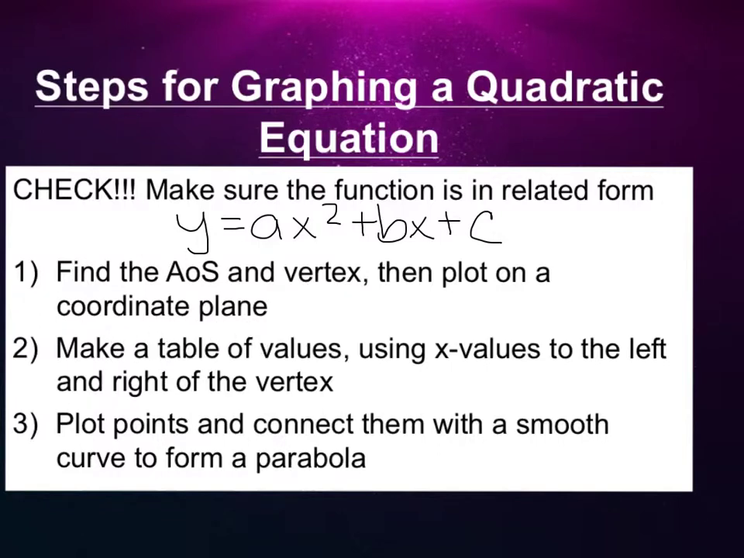After you find those two components, you want to plot them on the coordinate plane because it helps visualize your parabola. Next, step 2, you'll make a table of values using x values to the left and to the right of the vertex. So it will be 2 x values less than the vertex x value and 2 x values that are greater than the x value for the vertex. And then the third step, you'll plot points and connect them with a smooth curve to form your parabola. And make sure that you cross the x-axis because we're going to have to look for the solutions in the next video.